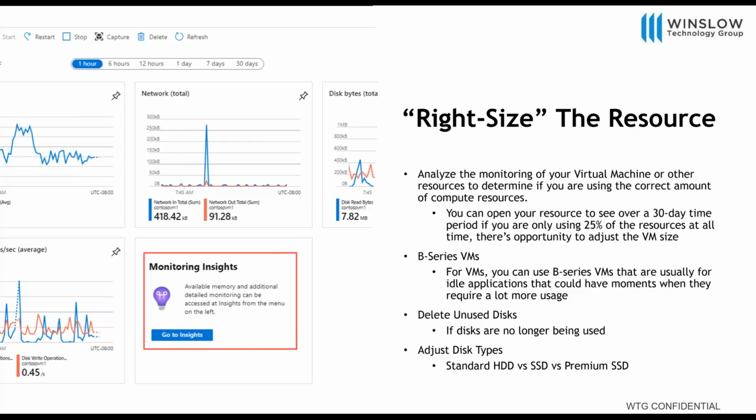And you could delete unused disks, and then you can also adjust the disk type. So you went in and you made your VM and you had it set to a premium solid state drive, and it's just not using any of those resources and you want to scale that back a little bit, you can flip it down to a standard solid state or even a normal, just regular spinning disk drive.